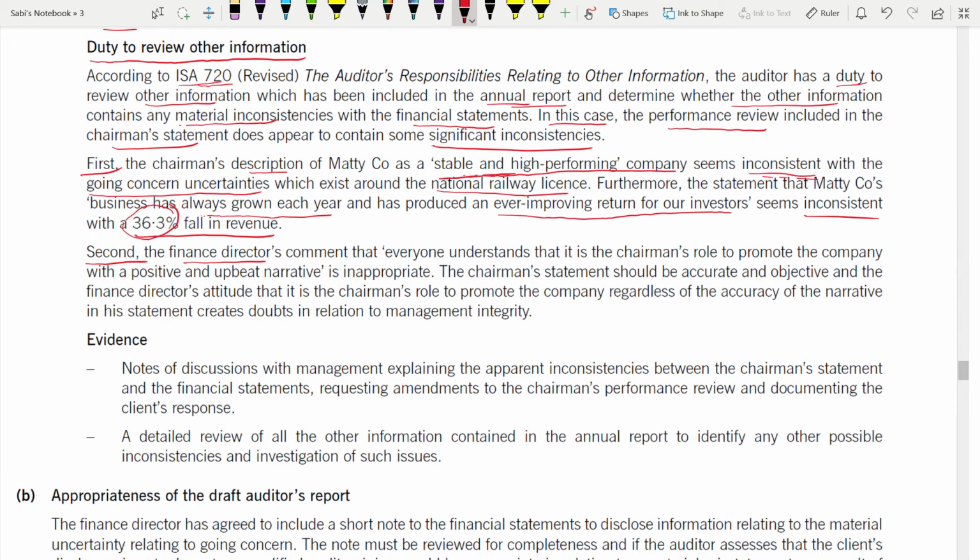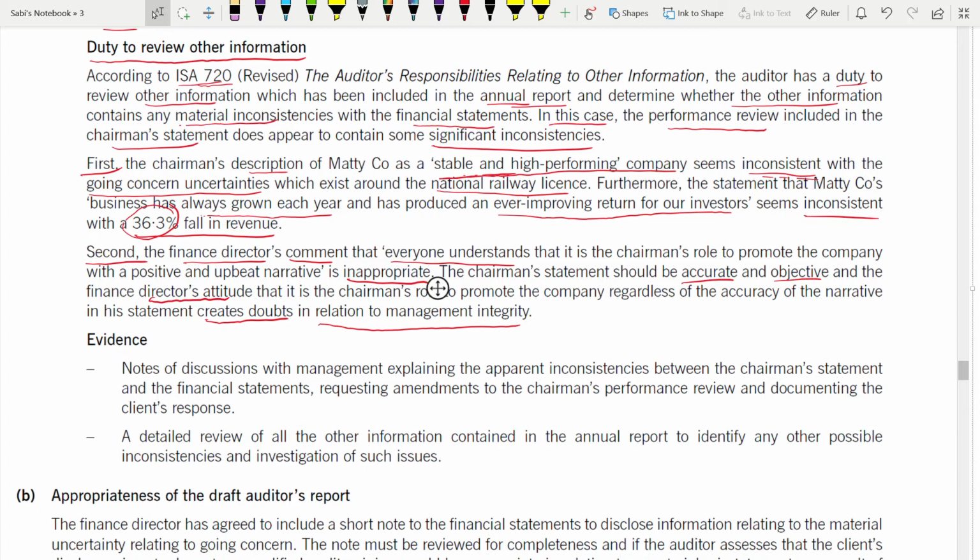Now we are talking about the finance director's comment. Second, the finance director's comment that everyone understands it is the chairman's role to promote the company with a positive and unbeaten narrative is inappropriate. Rather, their statement should be accurate and objective. And what does this statement from the finance director say about the attitude? The finance director's attitude, that it is the chairman's role to promote the company regardless of the accuracy of the narrative in his statement, creates doubt in relation to the management's integrity. Right? This behavior is doubtful. You need to doubt the integrity, whether the management is being integral or not.